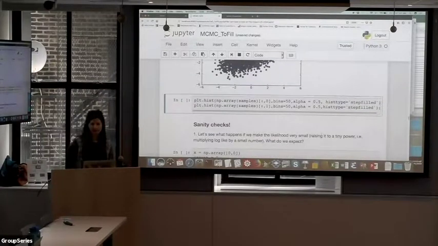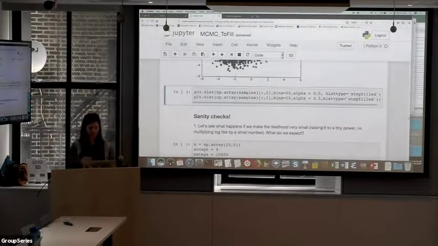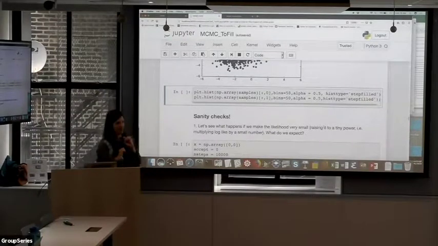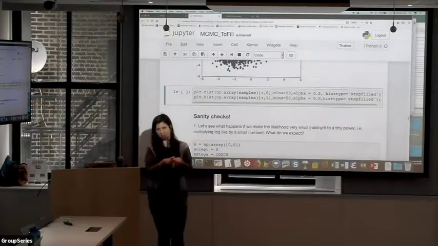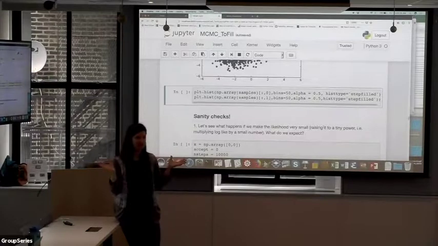So now that I have these, and this is in general, if you're writing your own thing, what you want to do is ask, okay, what can I do to make sure that things are working as expected? So that's why I'm calling it a sanity check. The first thing is, we should see what happens if we make the likelihood very small. If you're working with the likelihood, you could raise it to a tiny power. If you're working with the log likelihood, you could just multiply that piece by a very small number. What should happen in this case? What should I find when I plot my samples?